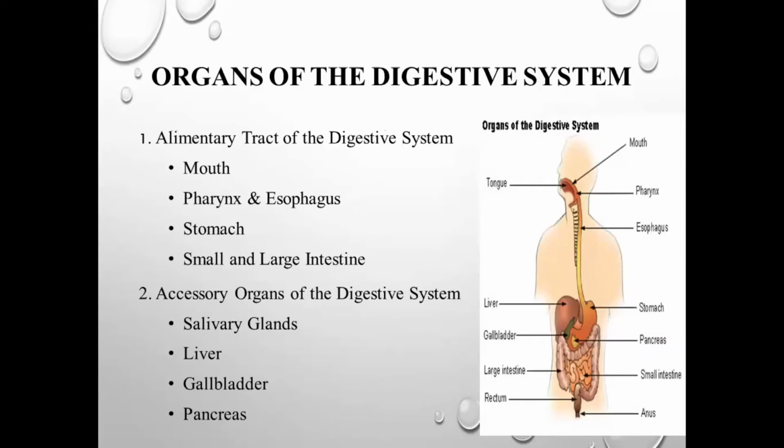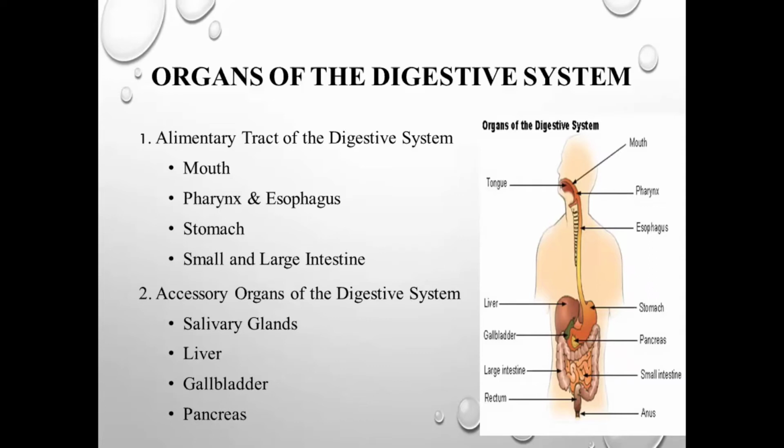Now we're going to see the organs of the digestive system. What are the major organs? There are two digestive tracts. One is the alimentary tract of the digestive system, and the other is the accessory organs of the digestive system. The alimentary tract is the tract the food takes from the mouth till the intestine, to the anus.